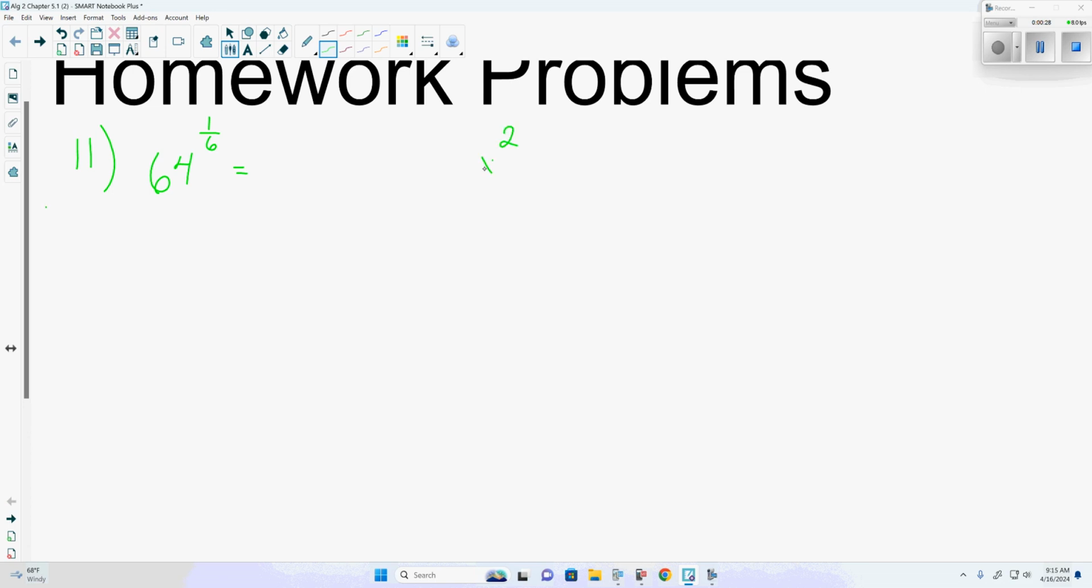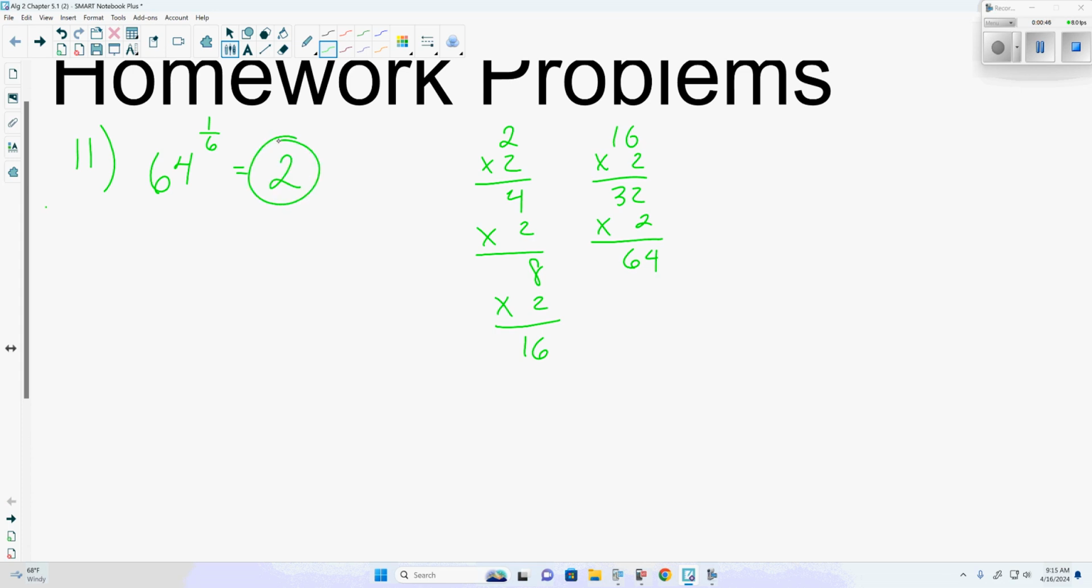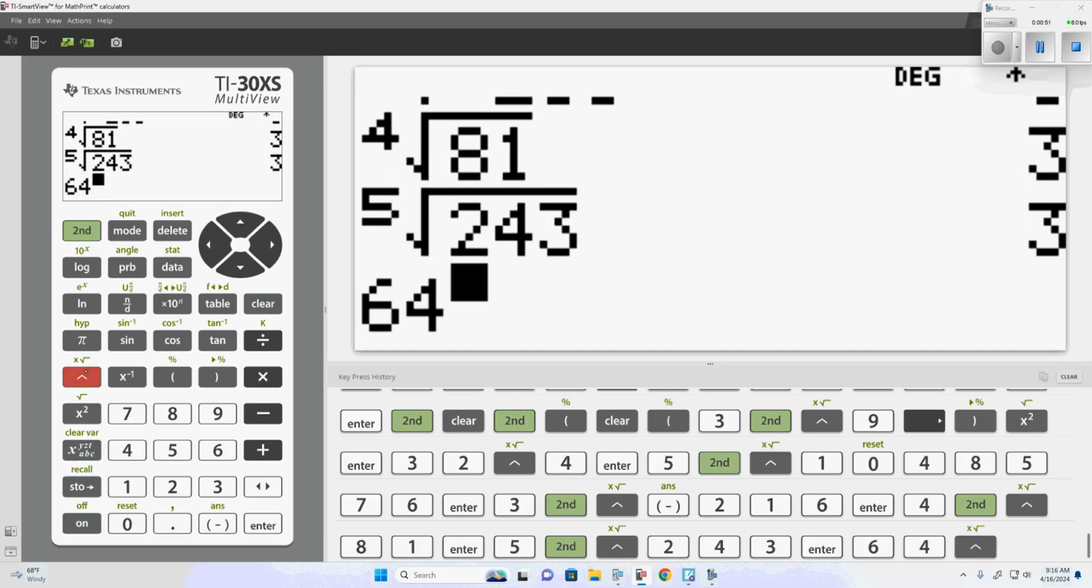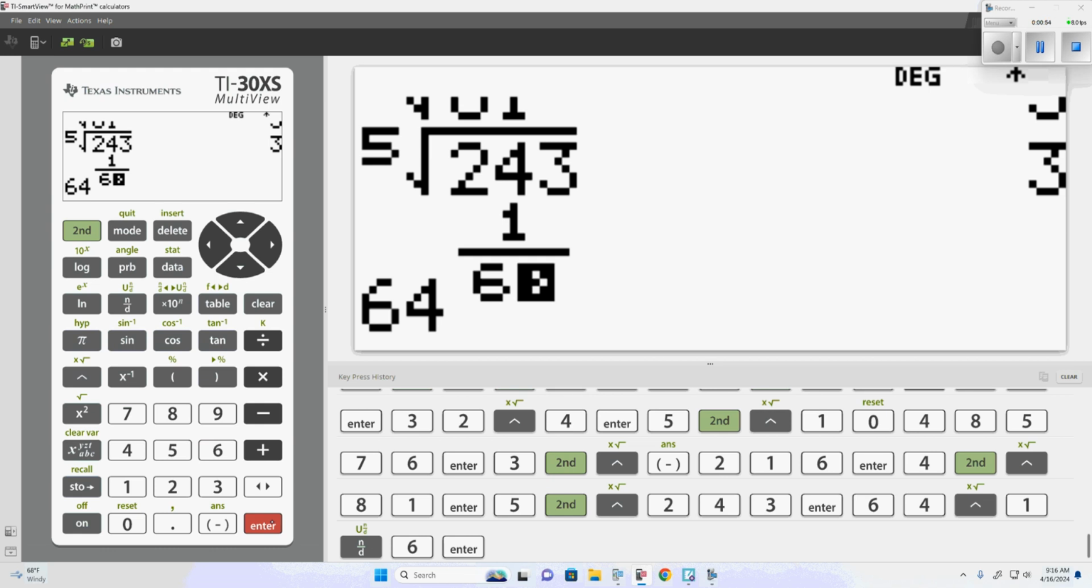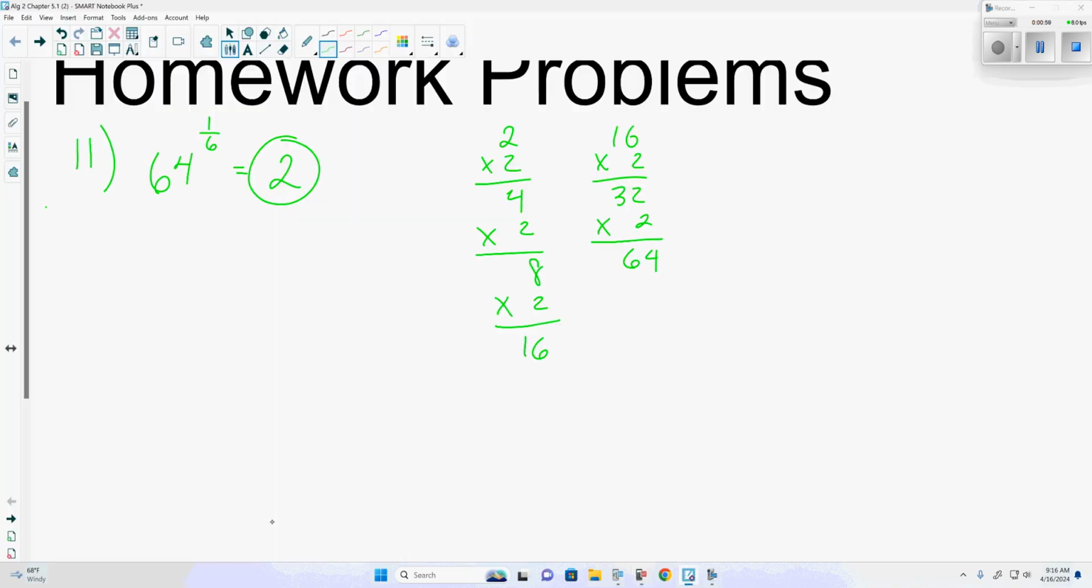And if I wanted to work it out, 2 times 2, so 2 squared would be 4. 2 cubed is 8. 2 to the 4th is 16. 2 to the 5th is 32. 2 to the 6th is 64. Calculator will tell us also, because especially when it comes to the test, you're going to be able to use the calculator and plug them in and find it.